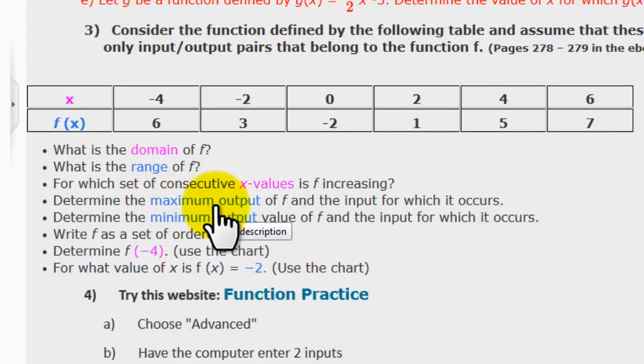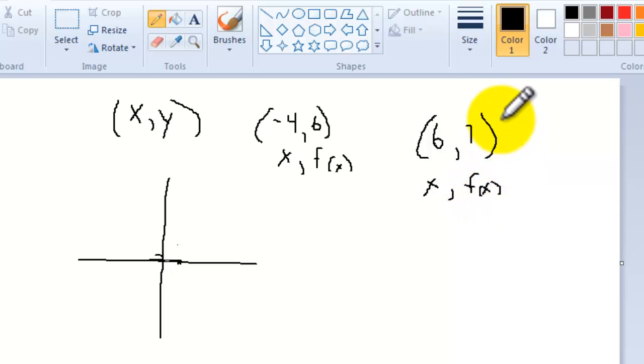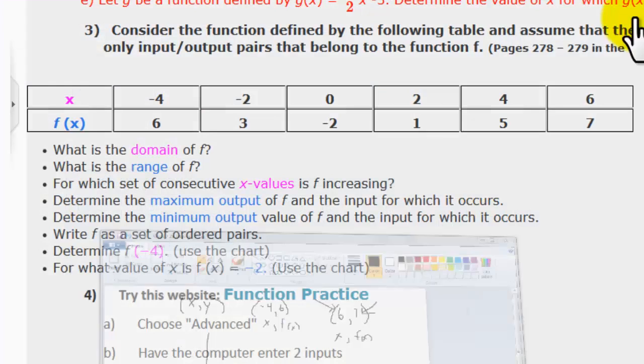Determine the maximum output. Remember y, or f of x, is output. The maximum output is 7. And the input where that occurs is 6. 6 is the input where 7 happens. So the coordinate with the maximum output is 6, 7. The x value and the f of x. Where the output is maximum of 7, the input was 6. That's what they're trying to say.